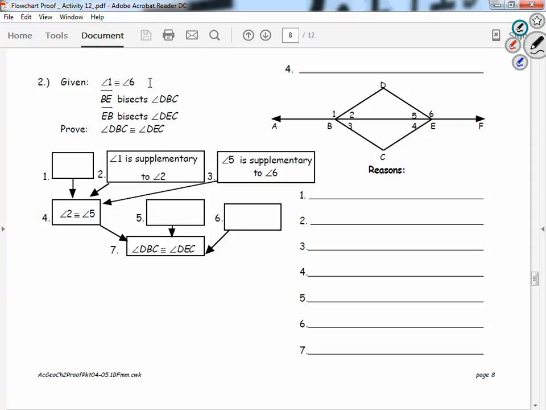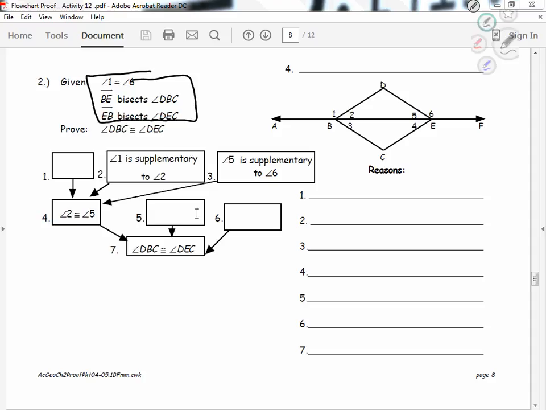Alright. For the given, we have three statements. Remember, on my reasons over here, usually the given statements don't have an arrow before it. Let me start with the second statement. BE bisects DBC. I don't see that one in there. Angle 1 compared to angle C. Don't see that one in there. Okay, so let's take a look. Angle 1 is supplementary to angle 2. I'm going to skip 1 because I don't know what my statement is, so I'll come back to it later.